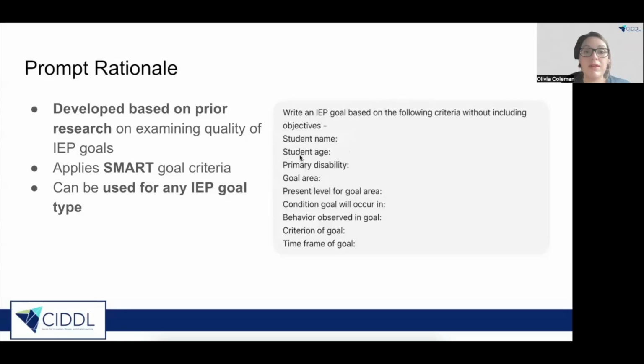We also had them put in student age, and I would keep either age or grade level or both. The reason being that to get the generative AI to produce a grade or age appropriate goal for the student. And then all of these other areas, like the present level for goal area, is necessary to know where the student is currently. And then these other criterion that we put in here apply to the SMART goal criteria.